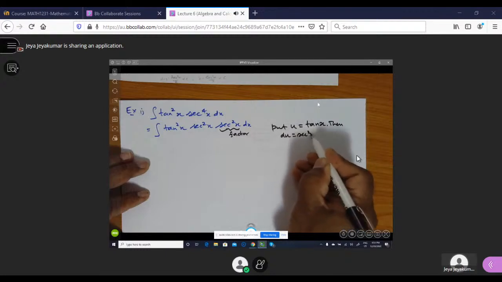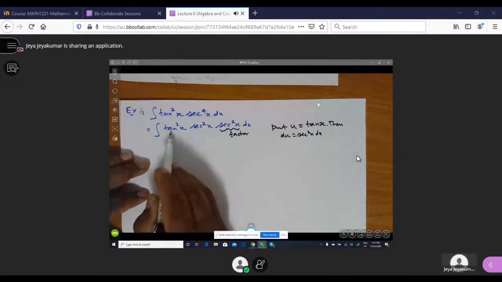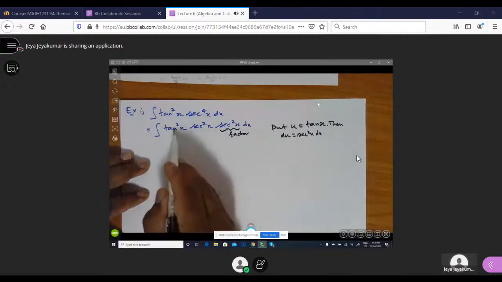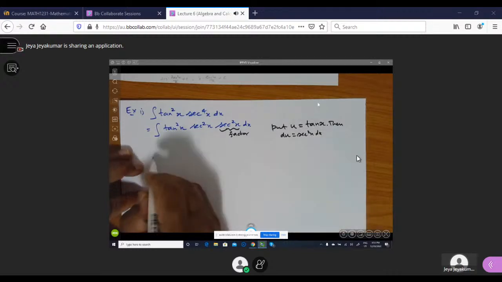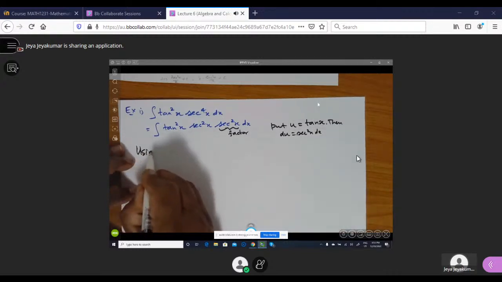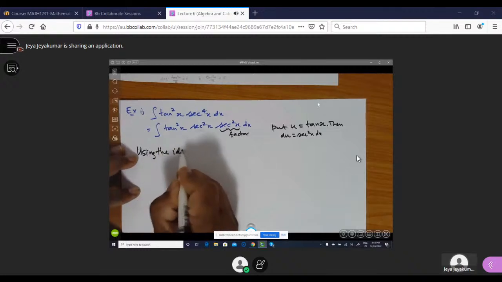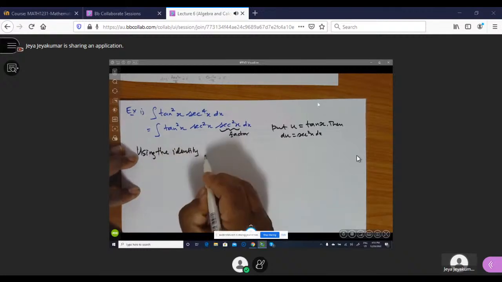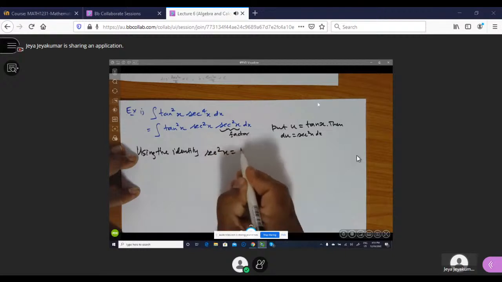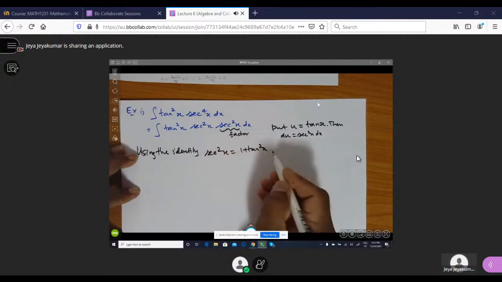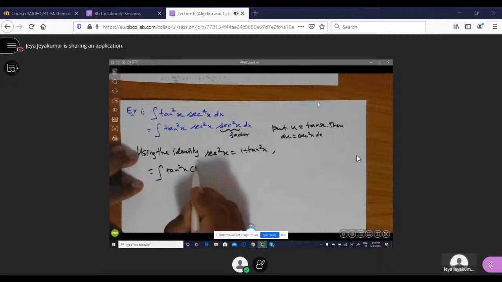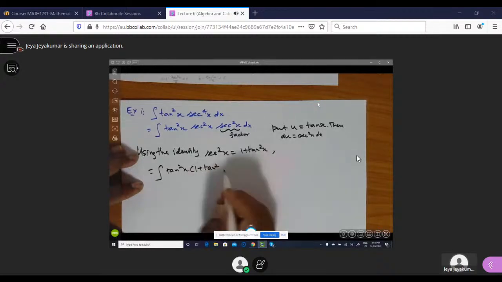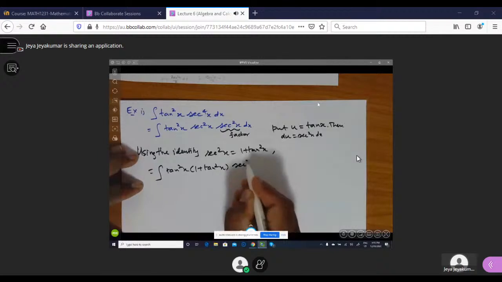So that is there. But then you need to write the remaining integral in terms of tan x, because that's the substitution we are using, right? So remember the identity: sec squared x equals 1 plus tan squared x. If you use that, tan squared x, sec squared x becomes tan squared x times (1 plus tan squared x), and then sec squared x dx.